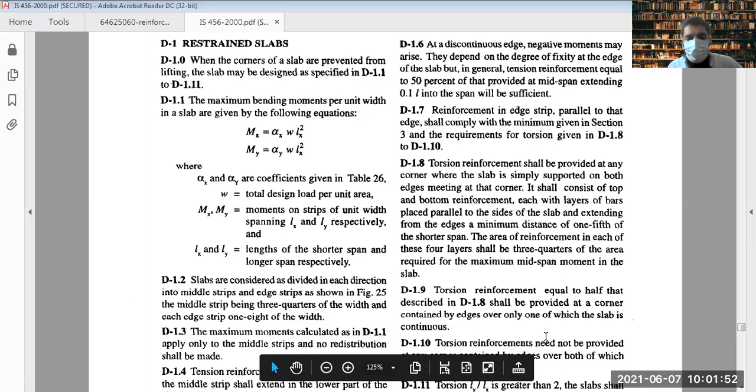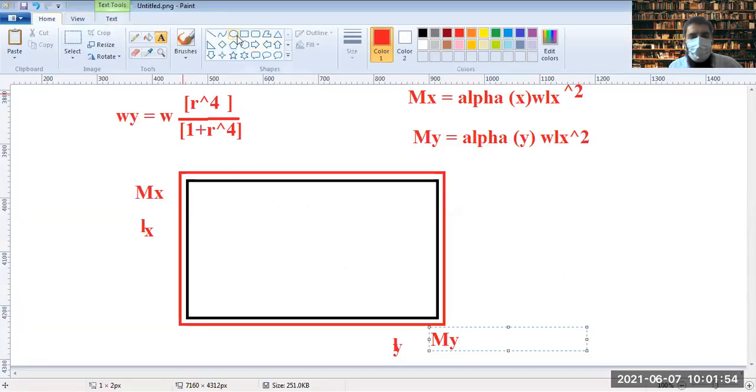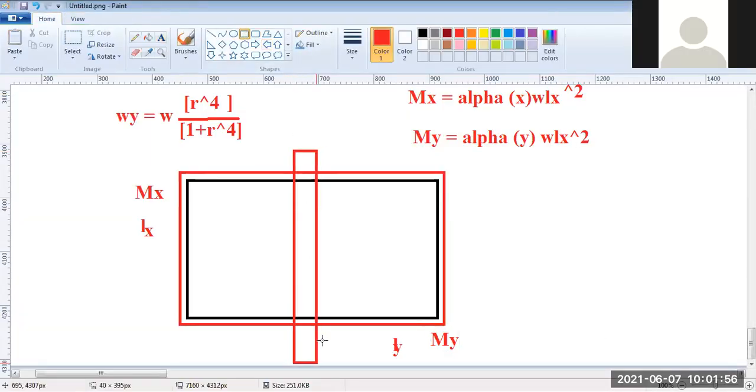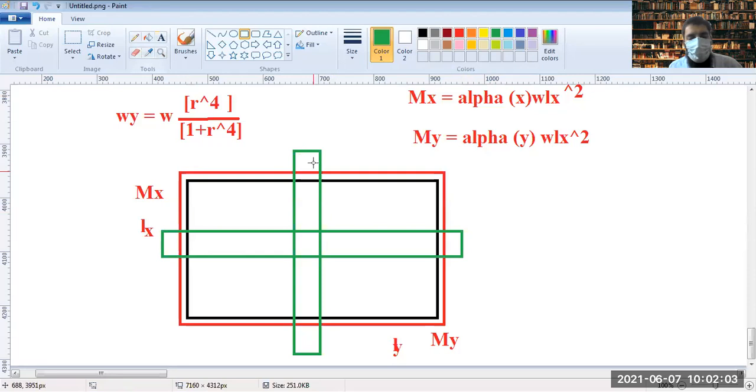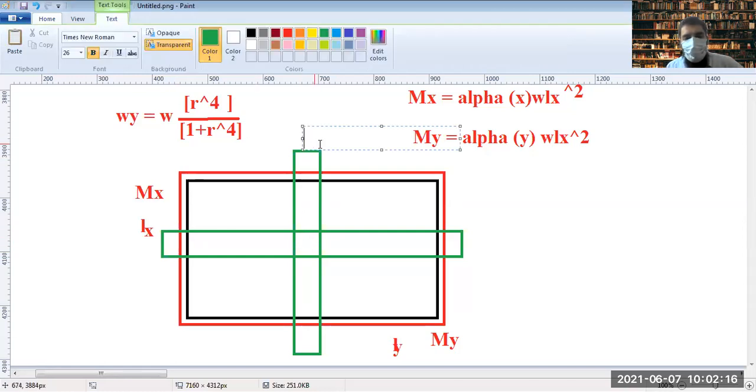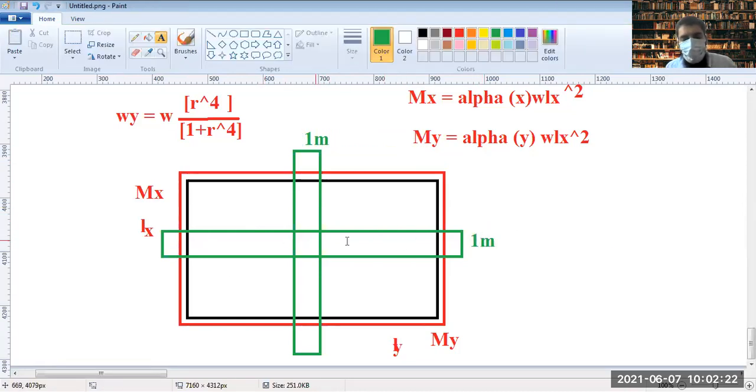You need to understand that there is a 1 meter strip at the center of the slab along this direction as well as in this direction. So when we say Mx, that will be along this direction at the center of the slab, and this is again 1 meter in width. It's a strip of 1 meter. Again, this is a 1 meter strip, and we are calculating My about this direction.